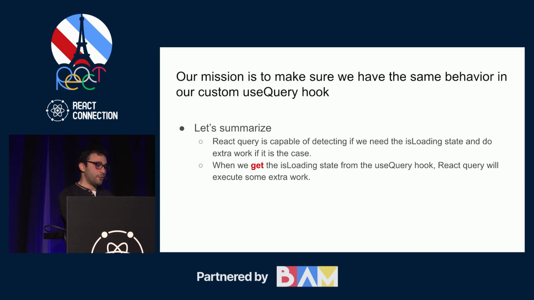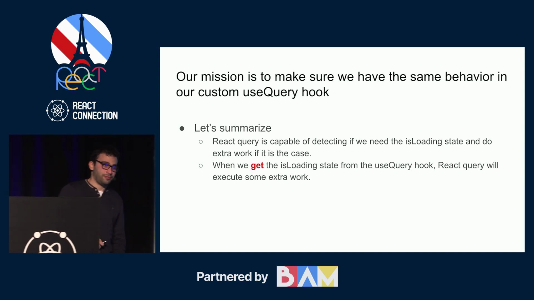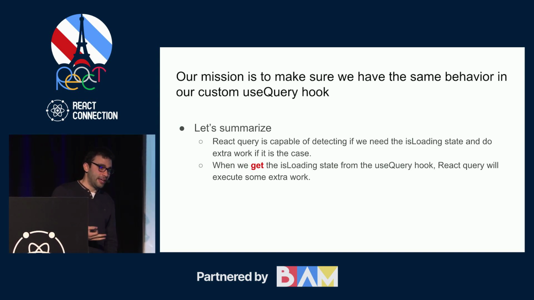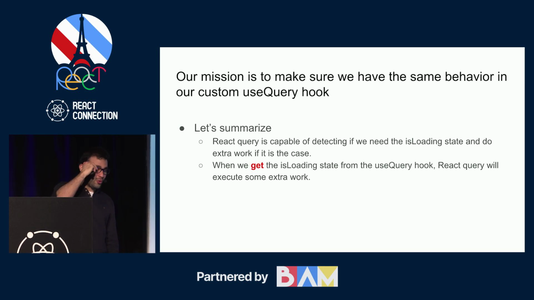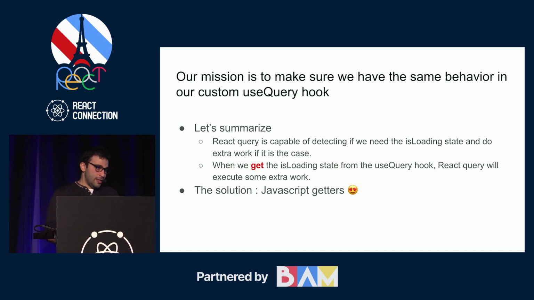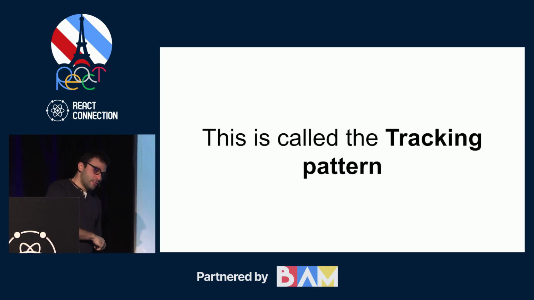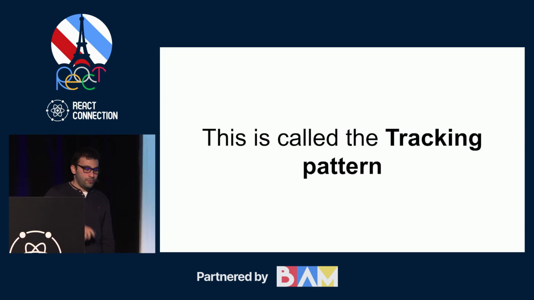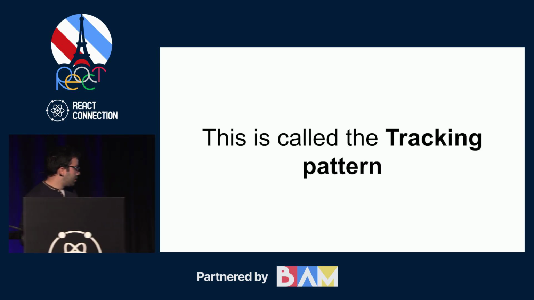And now I have highlighted the keyword, which is get. And as many of you may have guessed, the trick behind the React Query useQuery optimization is JavaScript getters. And this is called the tracking pattern. Don't worry, I will explain how it's done.